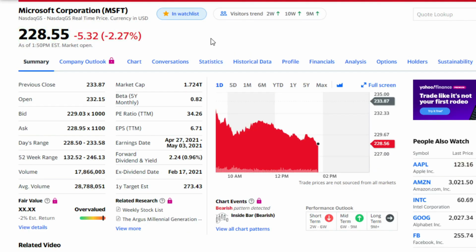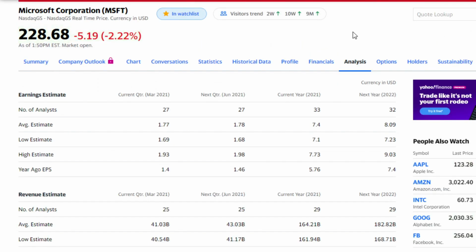All right, now I want to show you another helpful tab, which is this analysis tab. And this is a really cool tab because you get to see sort of a blind look at what analysts are thinking for Microsoft over the next year or two. So the first one is earnings estimate. You're not going to see this filled in if your company is not profitable, right? Or if they're too small and they don't have any analysts covering the stock. That's not a problem with Microsoft.